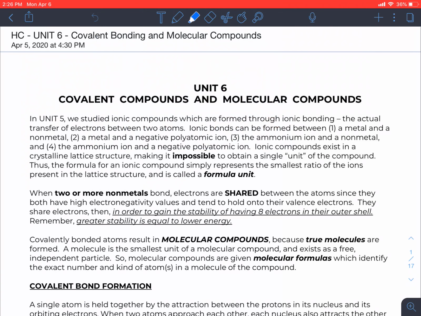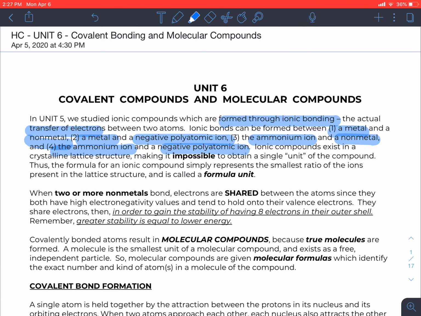In Unit 5 we studied ionic compounds, which are formed through ionic bonding, the actual transfer of electrons between two atoms. Ionic bonds can be formed between several components. These are the conditions. You can either have a metal and a nonmetal, a metal with a negative polyatomic, or the ammonium ion and a nonmetal, or the ammonium ion and a negative polyatomic. So there are 4 real conditions that you're going to see when you have an ionic bond.